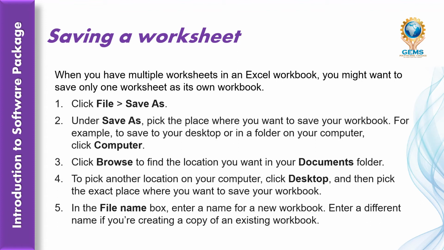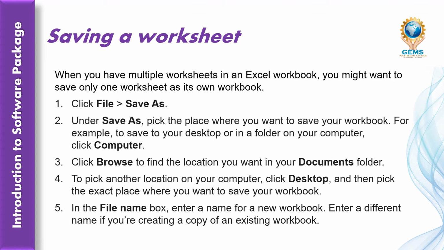Then saving a worksheet. So how to save a worksheet? When you have multiple worksheets in your Excel workbook, you might want to save only one worksheet as its own workbook. So click File, Save As. So under Save As, pick the place where you want to save the workbook.